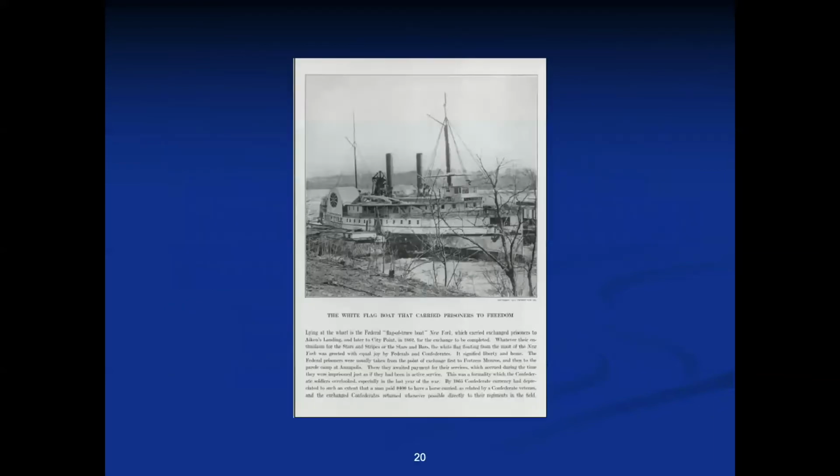So there were paddle wheel boats. This is the white flag, and it carried prisoners back and forth from City Point to Camp Parole and back and forth. So Confederates would come south. Union soldiers would go north out of the various prisons.